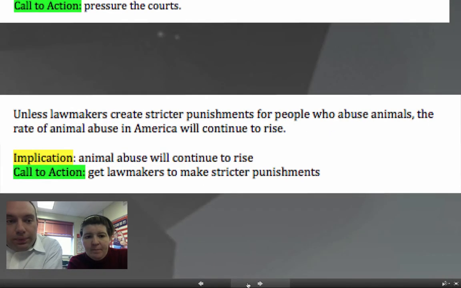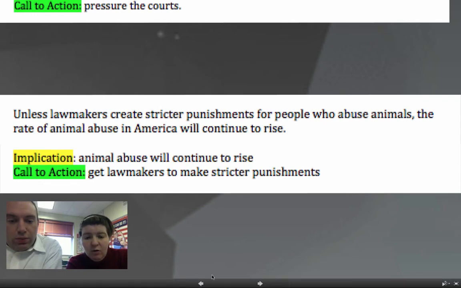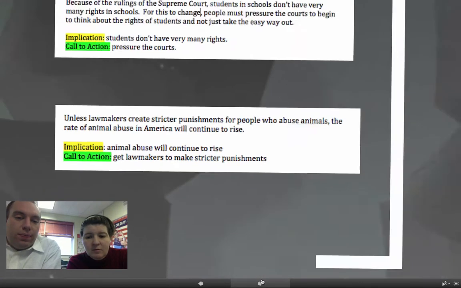In the second example, unless lawmakers create stricter punishments for people who abuse animals, the rate of animal abuse in America will continue to rise. The implication: animal abuse will continue to rise if we don't do something. And the action: get the reader to now want to contact their lawmaker to make stricter punishments for people who abuse animals. So the implication is leading the reader to a conclusion of something that might happen if they don't do something, and then the call to action is suggesting something they could do. Maybe not saying you must go and call now, but unless this happens, this is going to happen. Okay. So that's the implications piece.